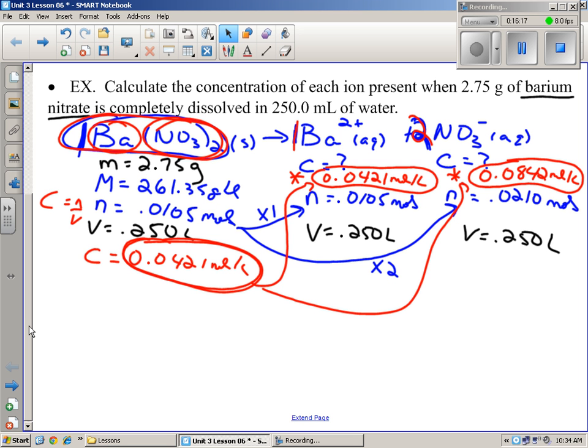Today, like I said, for this here, we're just focused on what's going into a set volume of water. So here's 250 milliliters. I'm going to put 2.75 grams of barium nitrate. I dump it in. Initially, I have this concentration here. And as it breaks apart, when it's all said and done, I will get this concentration for barium and that concentration for nitrate. Barium nitrate is very soluble. You would expect to get a lot of ions. Okay?